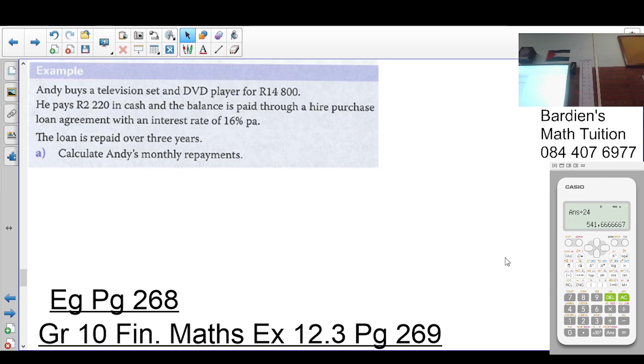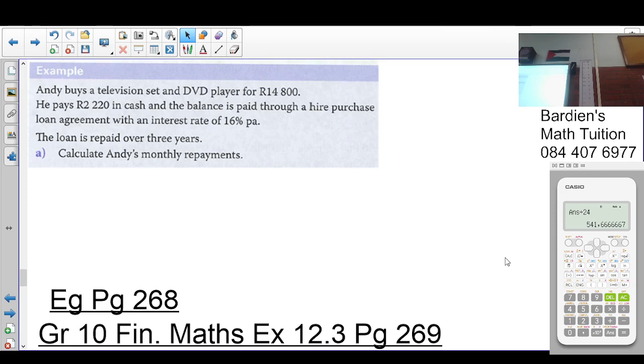She pays 2,220 Rand in cash and the balance is paid for hire purchase. People, the 2,220 Rand is also called what? Deposit. Okay, it's called a deposit, paid in cash. The loan agreement has an interest rate of 16% per annum. The loan is repaid over a 3-year period. Calculate her monthly payments.